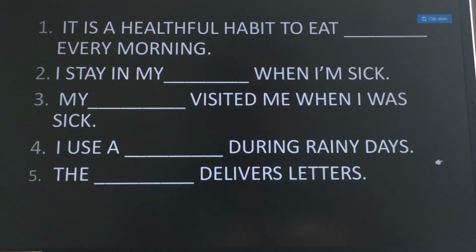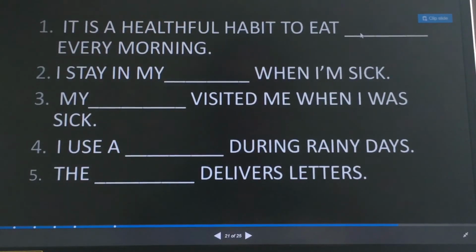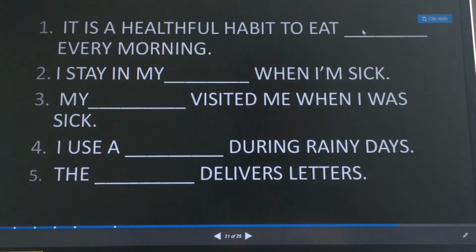It is a helpful habit to eat breakfast. Okay, very good. That is correct. So the answer for number 1 is breakfast. It is a helpful habit to eat breakfast every morning. Number 2. I stay in my bedroom when I'm sick. Very good. That's correct.